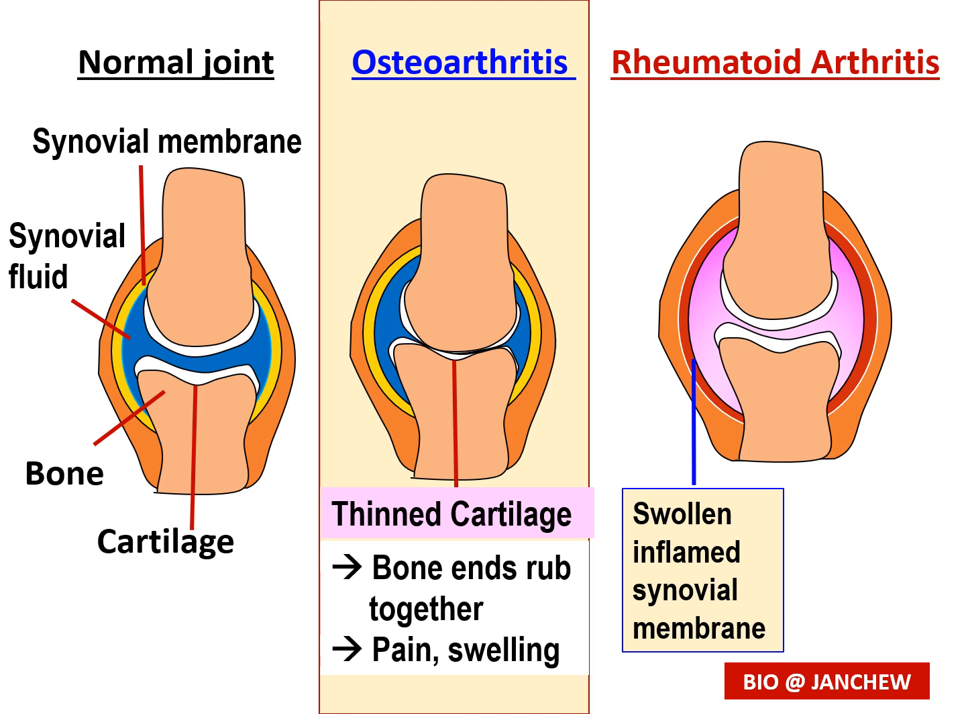So here we have a picture that compares the normal joint with the joint that has osteoarthritis and the joint that has rheumatoid arthritis. For osteoarthritis, as we have discussed before, the cartilage has thinned down, so the bone ends rub together and there's pain and stiffness. For rheumatoid arthritis, it's the synovial membrane that is attacked and becomes inflamed, not the cartilage. Okay, that's it. To remind ourselves that it's different. The osteoarthritis and rheumatoid arthritis is different.